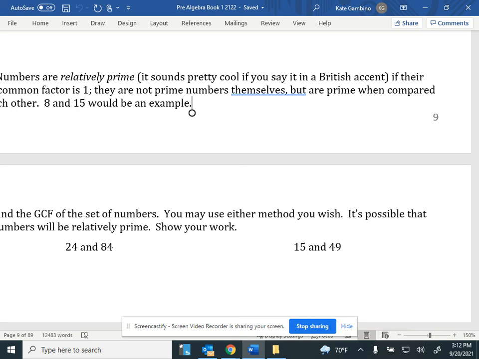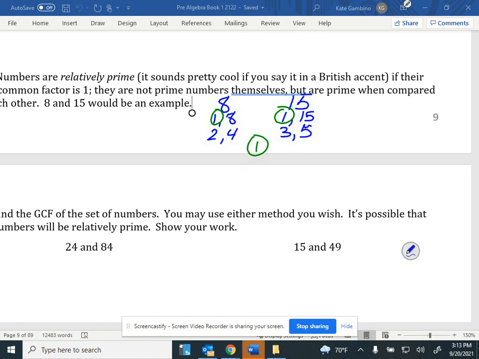8 and 15 would be an example of this. So if we look at 8 and 15, if we're doing factor pairs, we would have 1 and 8, 2 and 4. 15 would be 1 and 15, 3 and 5. We're going to circle our common factors, and we are only circling the 1. So that is the only common factor they have.